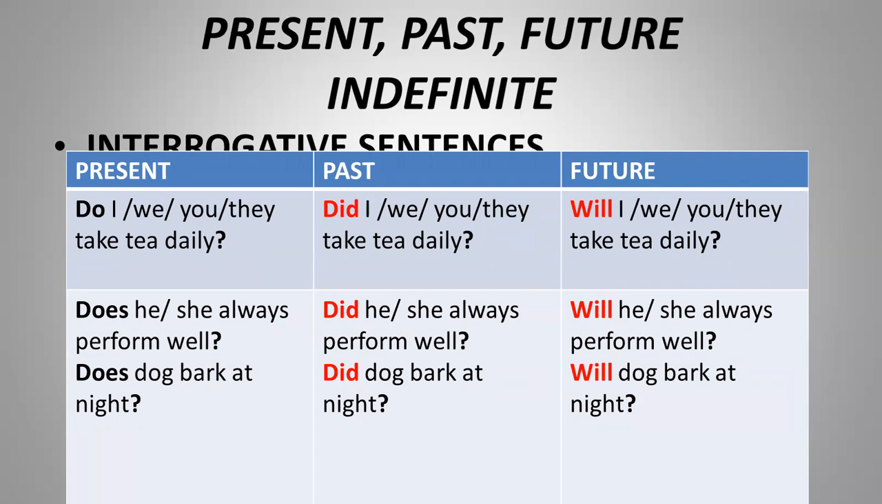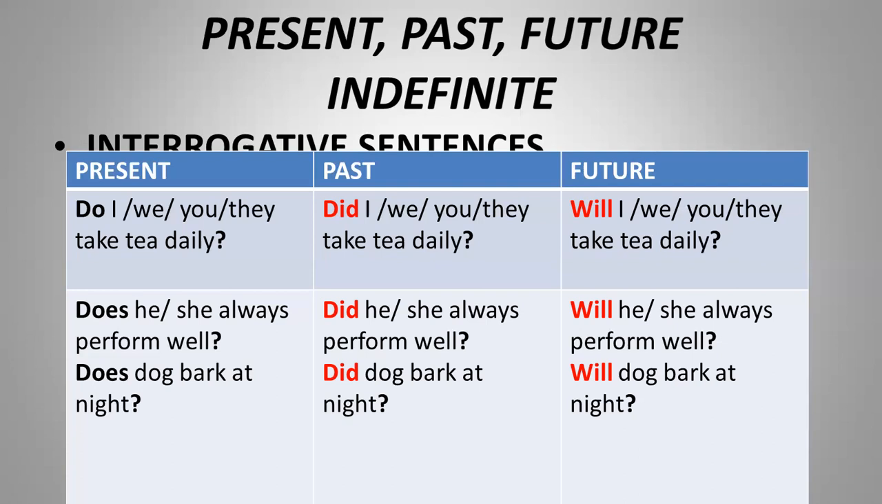So the first sentence becomes, do I take tea daily? Or do we take tea daily? Do they take tea daily? Similarly, with third person singular, it becomes, does he always perform well? Does dog bark at night? Followed by question mark.